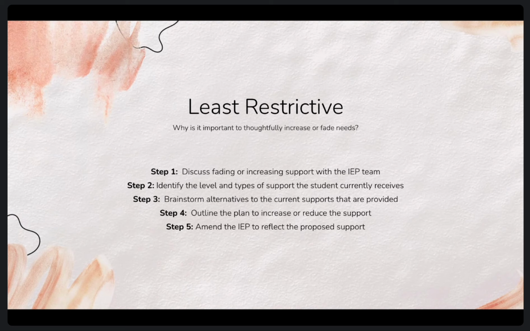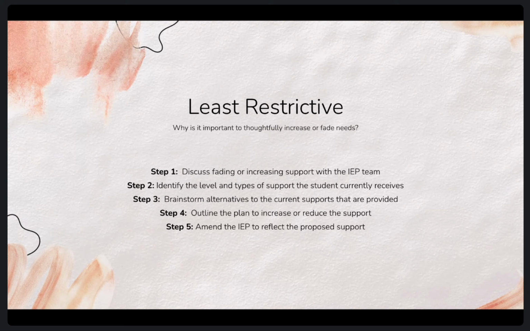So the first step to decide when you're going to fade or increase a student's paraprofessional support is to meet with the IEP team. It's always going to be a team decision. Next is to identify the level and types of support that the student is currently receiving. Are they having academic support, behavior? Maybe they're having PCA time. What are they getting, and what does the description look like?